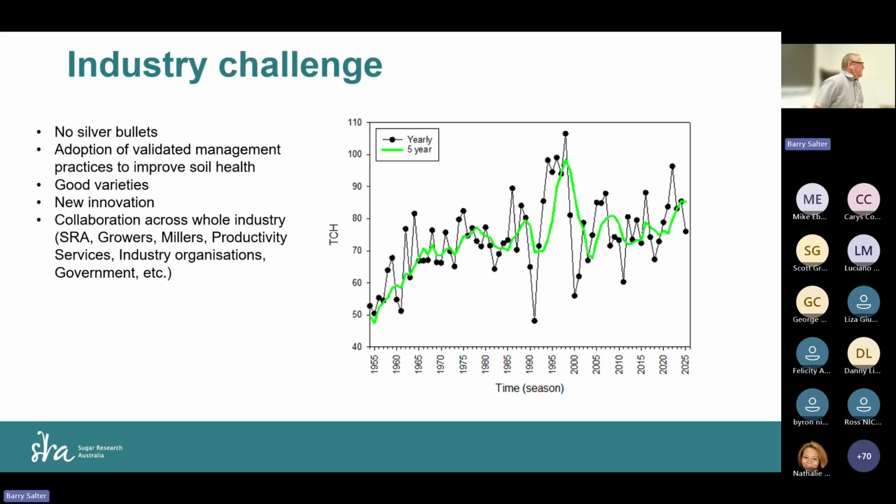So this takes me back to the figure that I started with. I think it's a significant industry challenge that we've got to try and overcome. I don't think there are any silver bullets out there to fix this. I think it's going to take the adoption of validated management practices to improve soil health. It's going to take good varieties, and we're going to need new innovation.